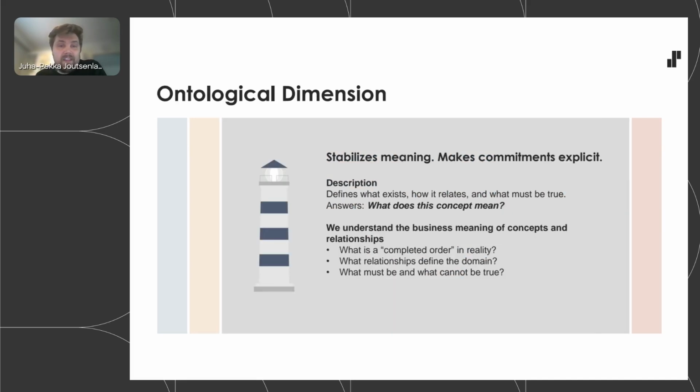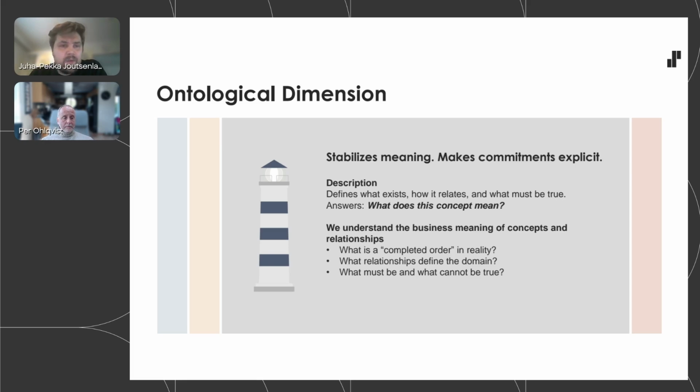So the next layer is the ontological dimension, and the idea of this dimension is to define the business meaning of things and their relationships. So what is a completed order in reality? What relationships are defining the domain we are operating in? What are the boundaries? What must be true? What cannot be true? And so on. So it basically defines what this concept means for the business, in business language.